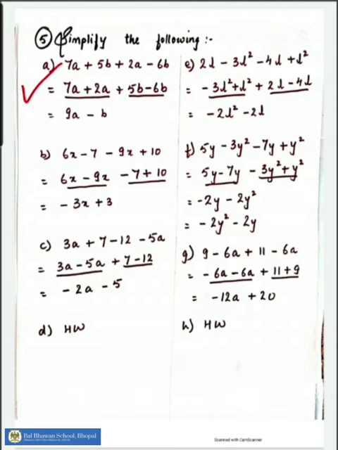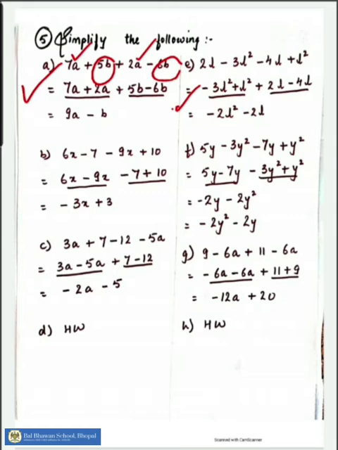Now children, you can see over here we have two different operations along with two different variables present in this question. So my first task is to keep the similar variables together. Like over here, 7a and 2a have the same variable, so I am going to keep together 7a plus 2a. And 5b and 6b have the same variable b, so I am going to keep it together.